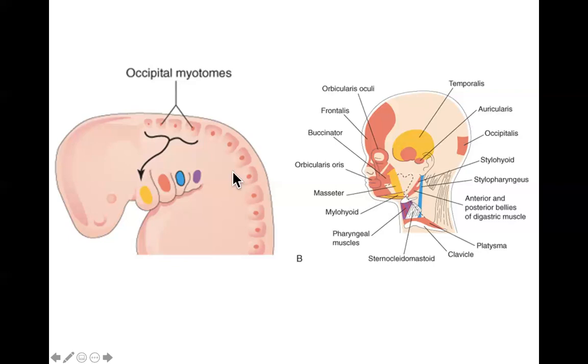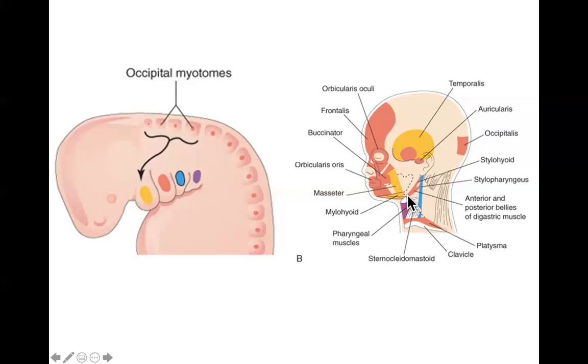So the important thing to remember is that the muscular component of pharyngeal arch 2 is going to form mostly the muscles of facial expression over here. Okay. So the third arch is going to form the stylopharyngeus muscle, this guy right here, which runs from the styloid process to the pharynx.